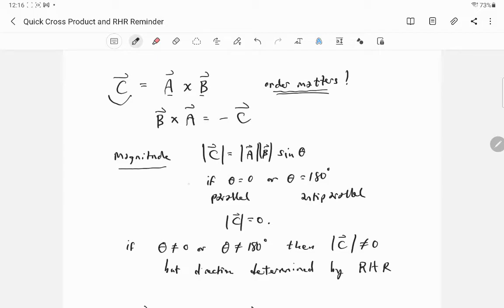So here's something interesting to say, right? If the angle between A and B is 0, that is, the direction of A and the direction of B are actually the same direction, we say that those two vectors are parallel, right? If the angle, though, is 180 degrees instead, that means that the direction of A and the direction of B are opposite or anti-parallel, right? In those two cases, the sine of 0 is 0, and the sine of 180 degrees is also 0.